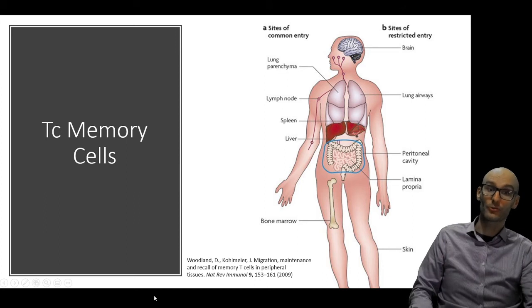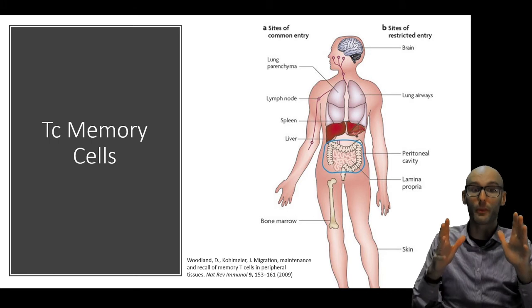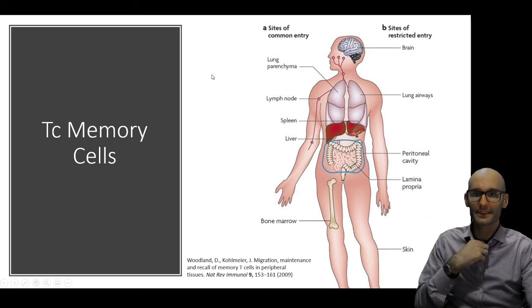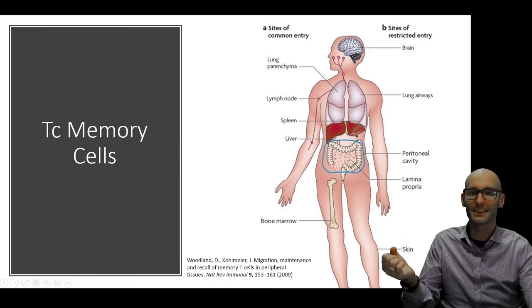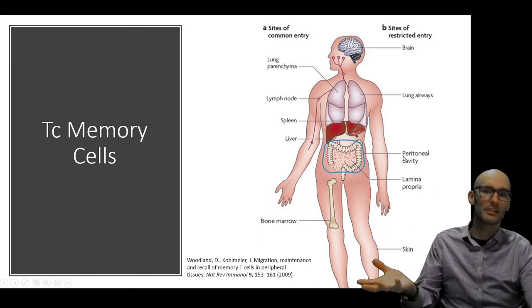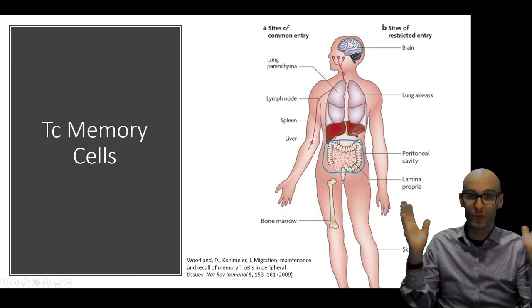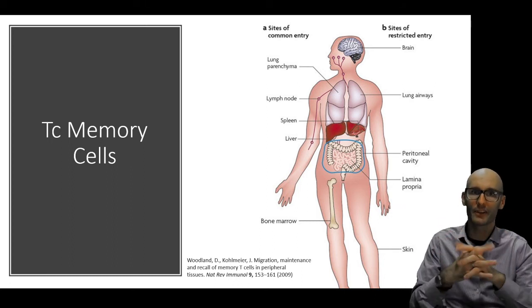Where do those memory cells go? Well, they don't just go to the lymph node. They actually go everywhere. And that's because they need to be ready for when the disease comes again. They go throughout the body, and you will find them in the lung parenchyma, which is the tissue of the lungs, the airways of the lungs, and the lymph nodes, and the spleen, and the liver, and the peritoneal cavity. You will find them in the bone marrow. You'll find them all throughout your body. These memory T cells are ready to respond. They are there, ready for the next infection.